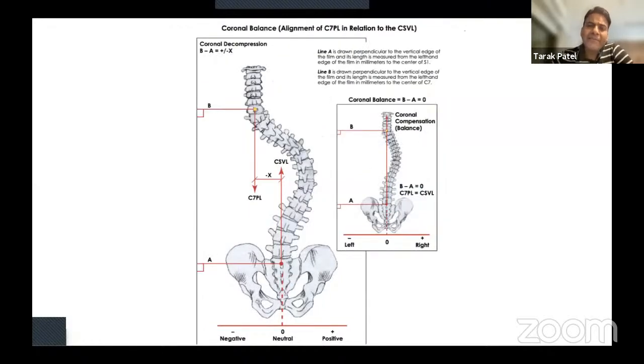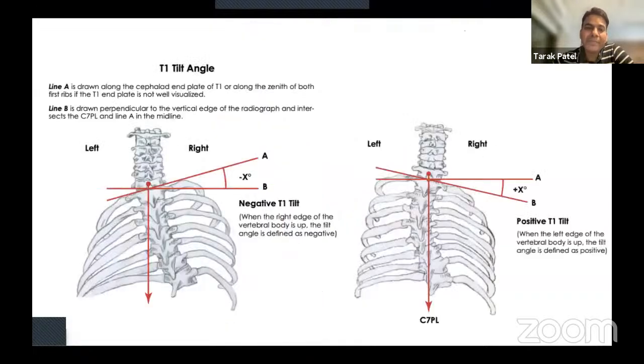Coronal balance, again, we can see that this is a method. From the lateral edge of the radiograph, we measure how far the C7 plumb line is and how far the CSVL is, and the difference is considered as the coronal imbalance.